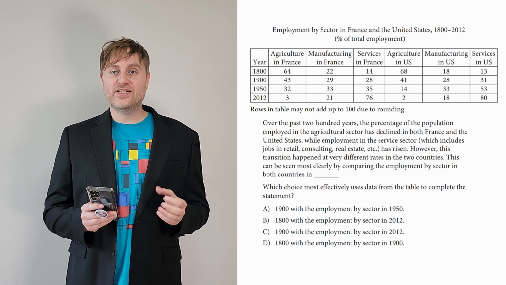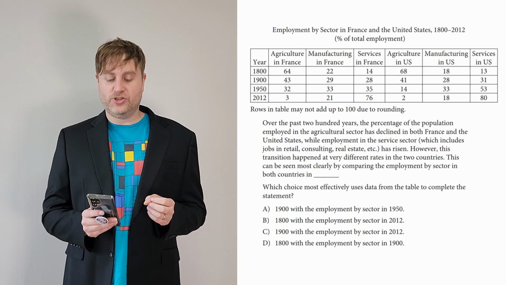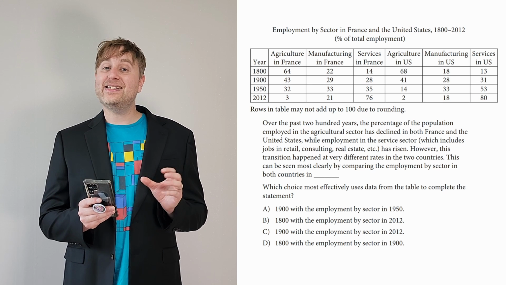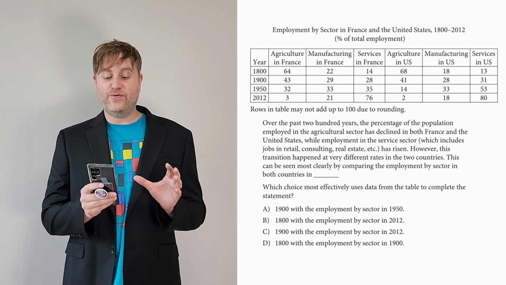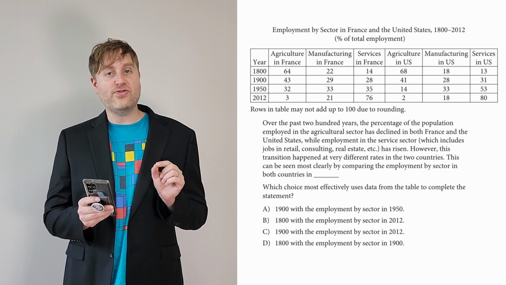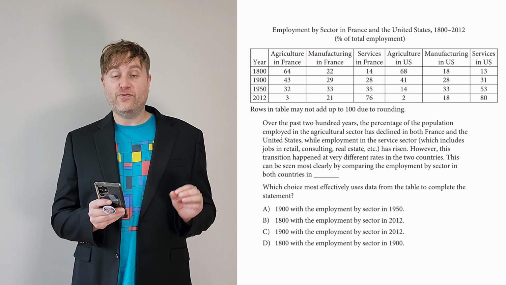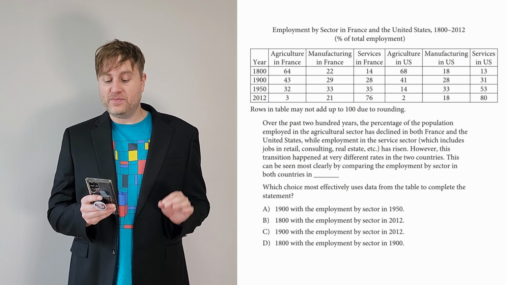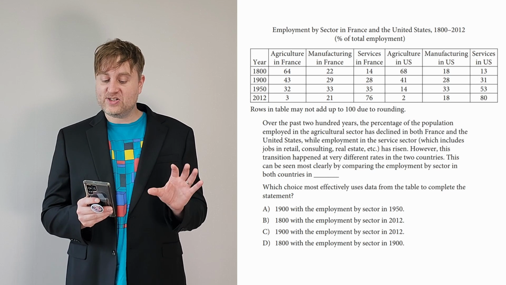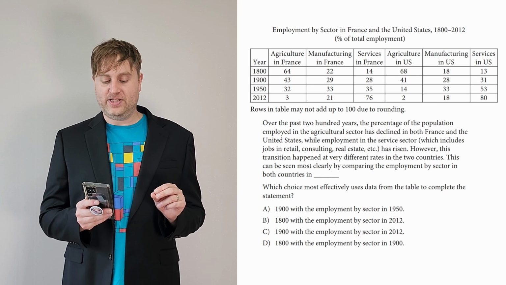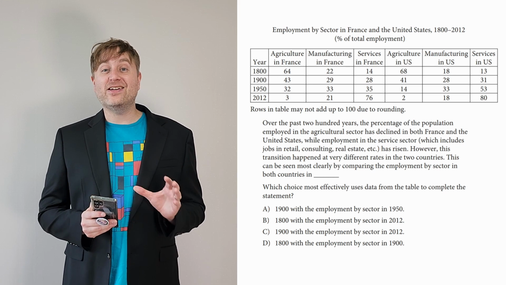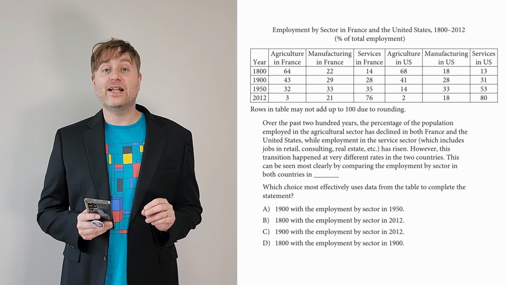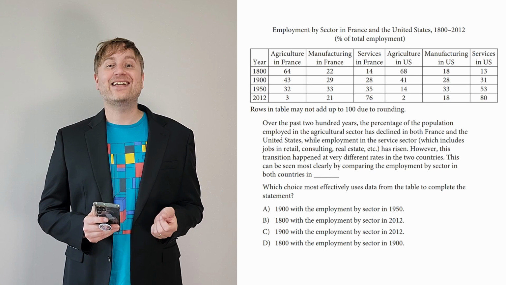Answer D is asking us to compare employment by sector in both countries between 1800 and 1900. And looking at the table, we can see that between those dates, agriculture in France fell from 64 to 43%, while services rose from 14 to 28%. And in the United States, agriculture fell from 68 to 41%, while services rose from 13 to 31%. Again, those numbers are fairly similar, which means we can safely eliminate answer D, confirming that answer A was, in fact, the correct answer choice.